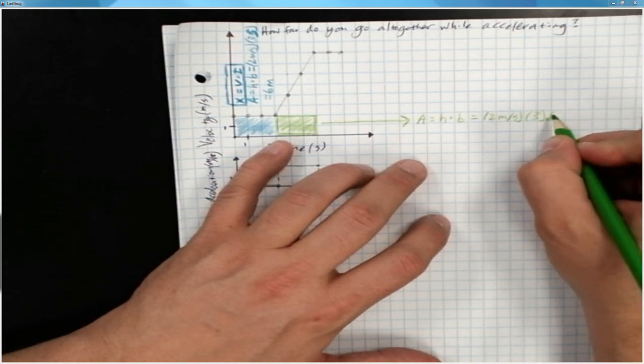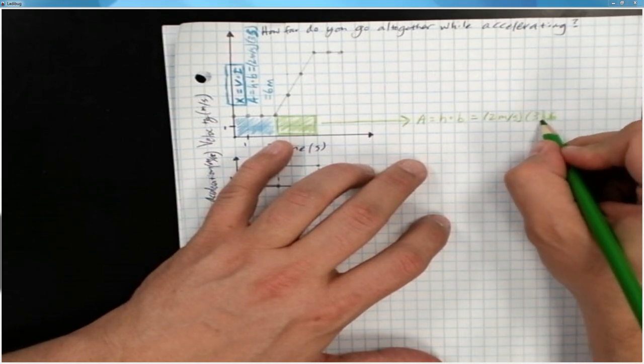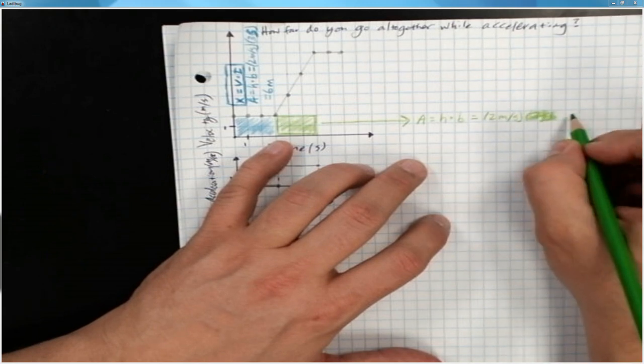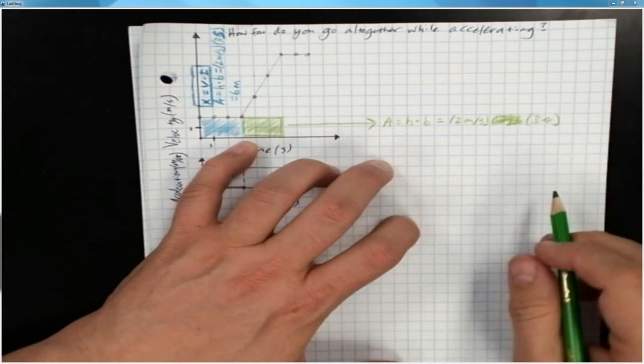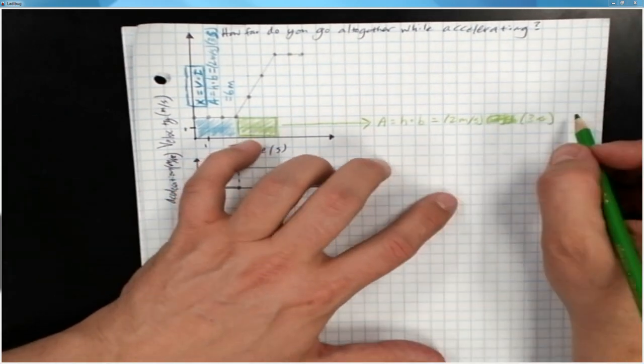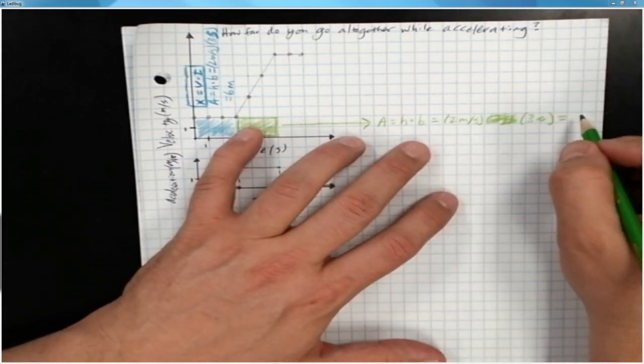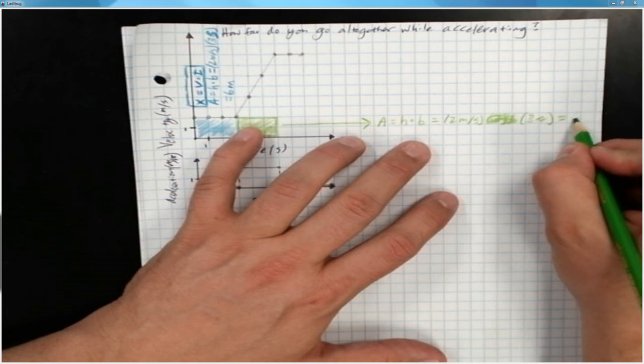I cannot write well tonight, probably because I'm so tired. This is 2 meters per second times 3 seconds. So that means altogether 6 meters.